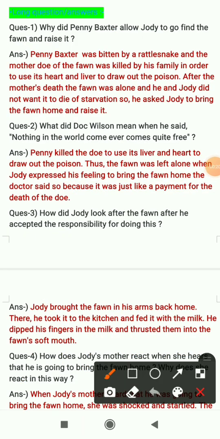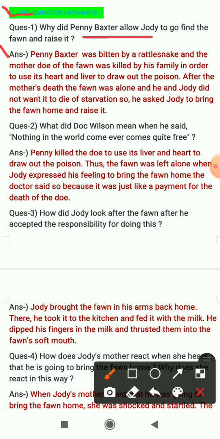Now let's see the long question answers of this lesson. First one is, why did Penny Baxter allow Jody to go find the fawn and raise it? Penny Baxter is the father of Jody. Why did he allow Jody to go and find the fawn and raise it?